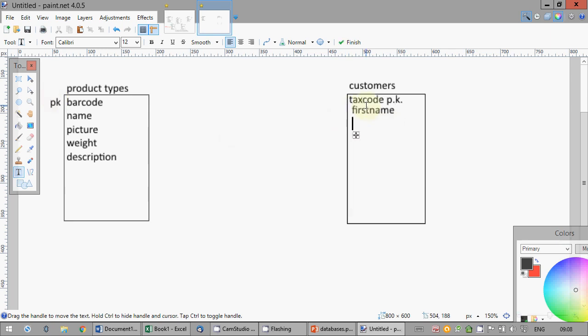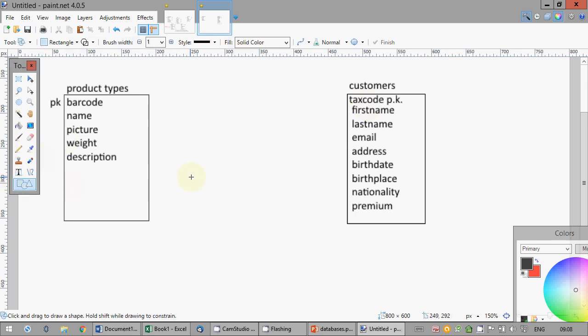First name, last name, email, something else, address, because we need to ship them. The address contains everything, including the town, the country, etc. Do we really need the birth date? Oh, no, we can stop here. Let's write birth date, birthplace, nationality for tax reasons, and things like that. Oh, easy. Premium. Is it a premium customer? Yes, no. Okay, and now the junction table in the middle.